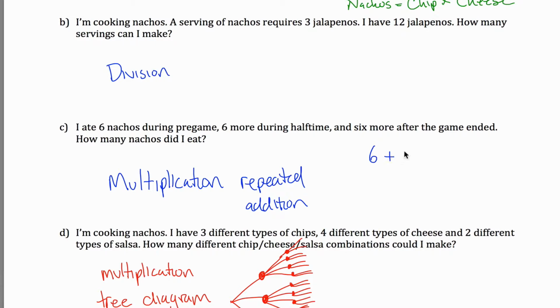So sort of 6 plus 6 more plus 6 more. If you want to do it on a number line, you can be like, I ate 6 nachos, 1, 2, 3, 4, 5, 6. Actually, I don't like this problem on a number line. Sort of think about it like you got 6 nachos. There they are.